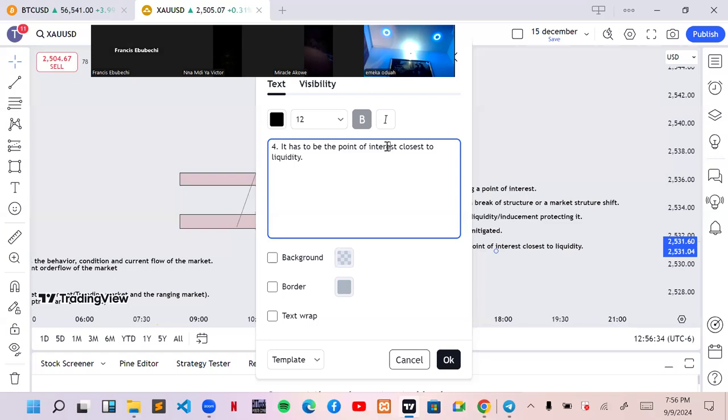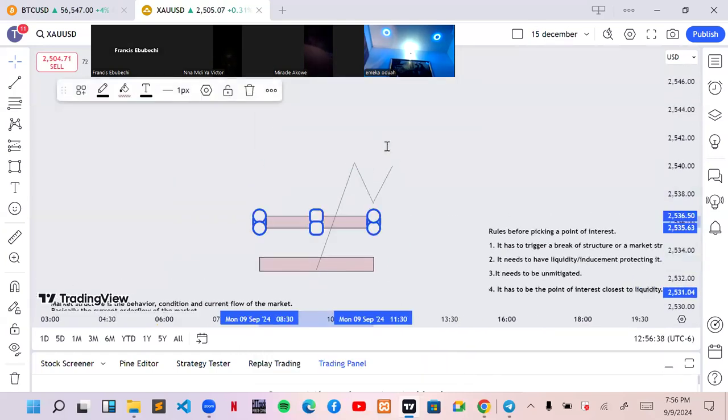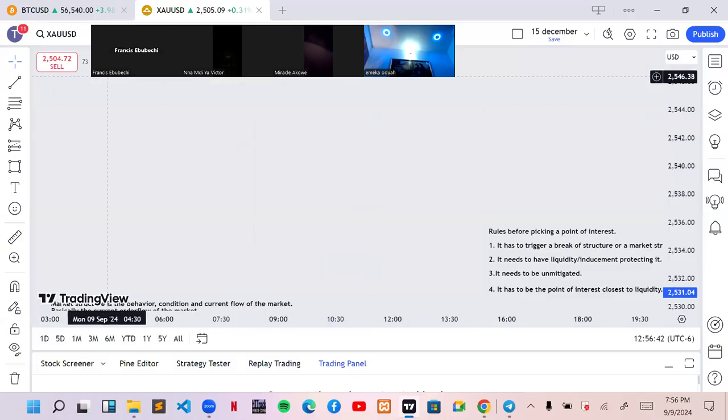So now this is when you know when to use your breaker block and when to use your other block. Now let me make a more presentable illustration of what I mean.